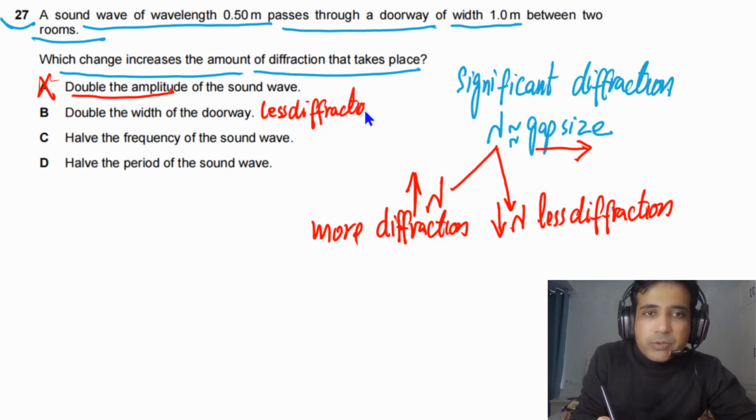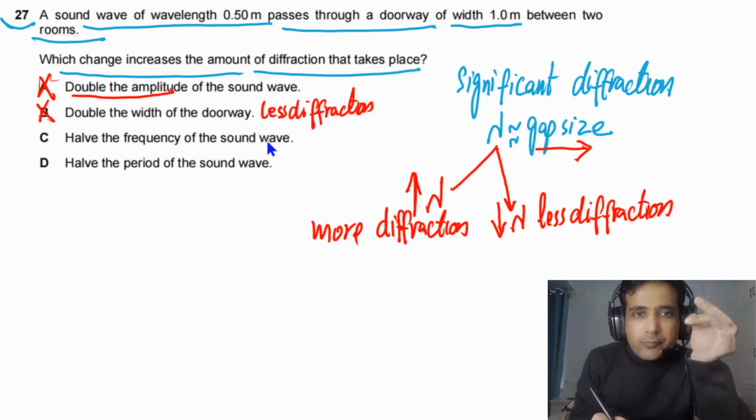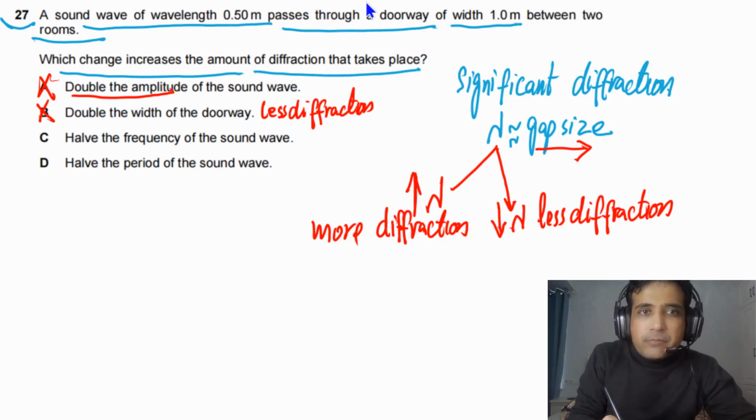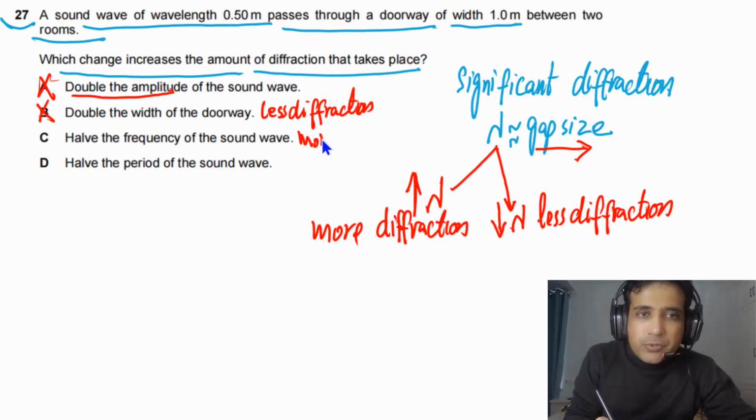Option C, half the frequency of the sound wave. If we decrease the frequency, we are increasing the wavelength. If we keep the gap size the same and increase the wavelength, the wavelength gets closer to the gap size. So we will observe more diffraction, because when frequency is half, wavelength is double, from 0.5 to 1.0. There will be significant diffraction, so diffraction will increase. This one is a possible answer.